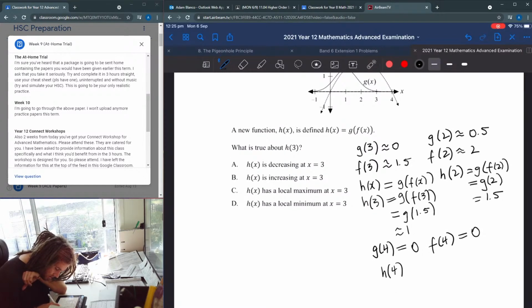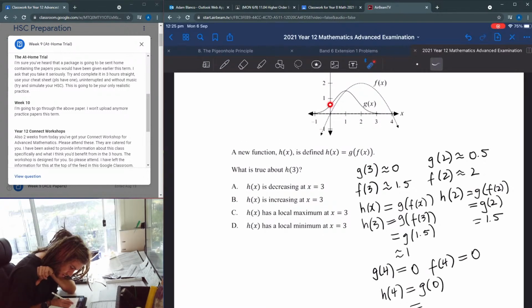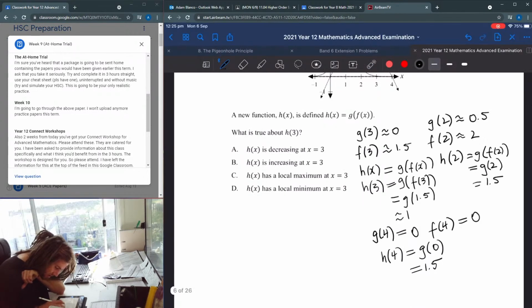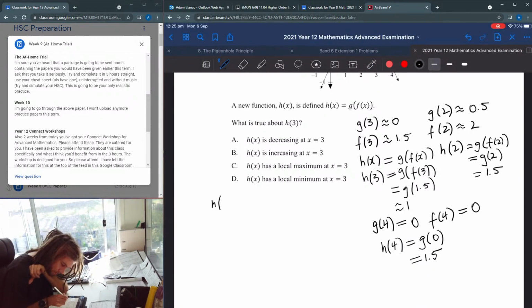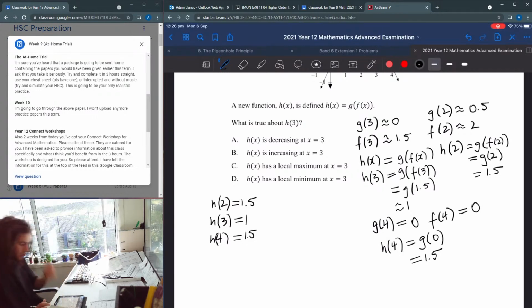h of 4 is therefore g of f of 4, which is 0. And g of 0 is this. So it doesn't really give us much information. Oh yeah, actually it does. That's about 1.5. So now if we just have a look at what we've done, h of 2 is 1.5, h of 3 is 1, and then h of 4 is 1.5. Whoops. So where does that leave you?